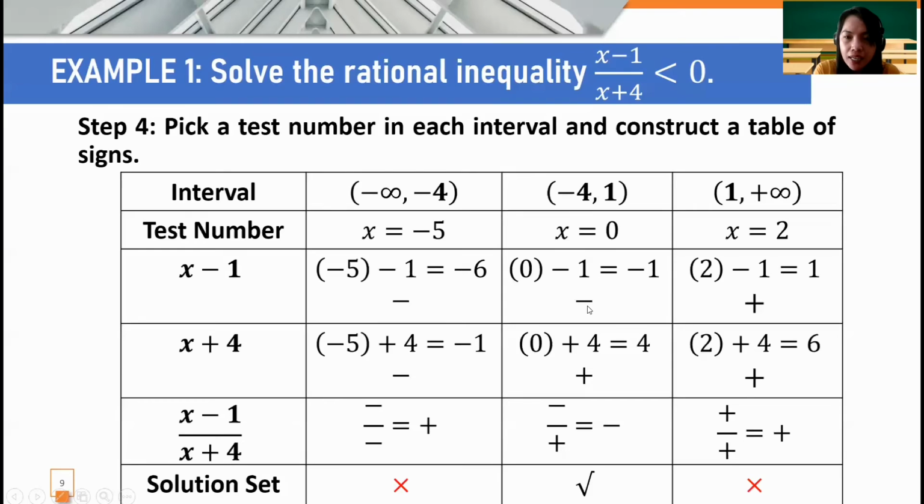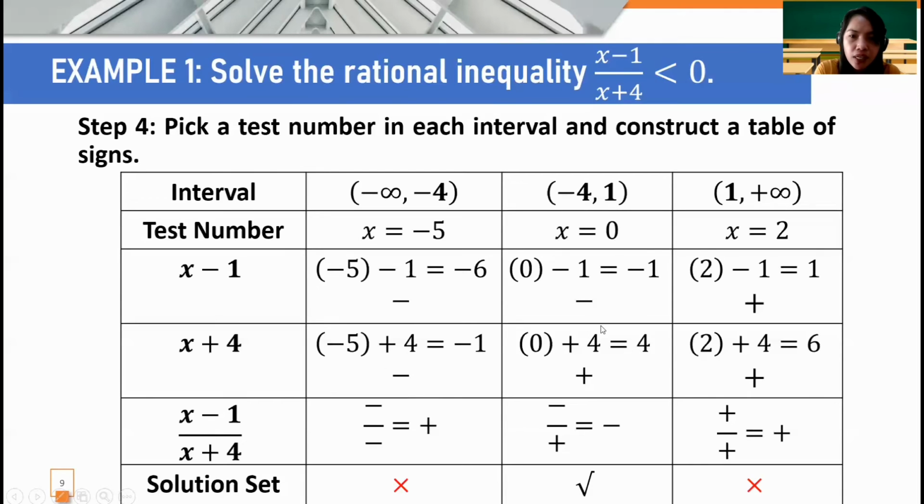What is the sign of the answer? That is negative. Next, the third number inside this interval is 2. So just substitute 2 minus 1 is positive 1. The sign of 1 is positive. So we have to take note of this. Next, in the given term, we have x plus 4. Just substitute the given value of x in the first interval, that is negative 5. So negative 5 plus 4, that is negative 1. Take note of the sign.